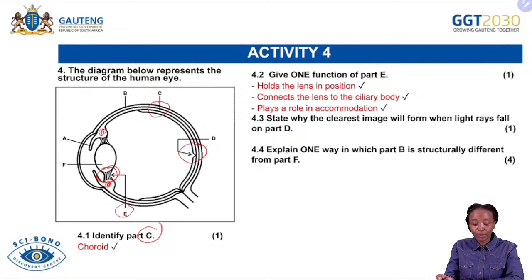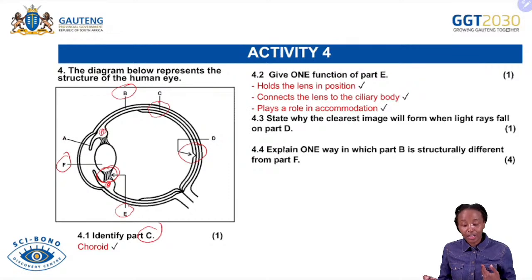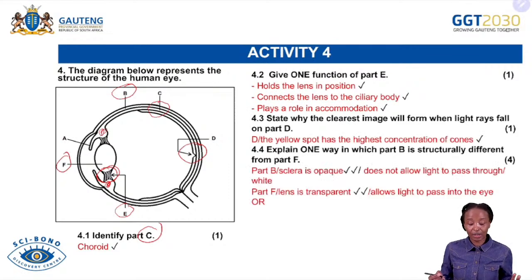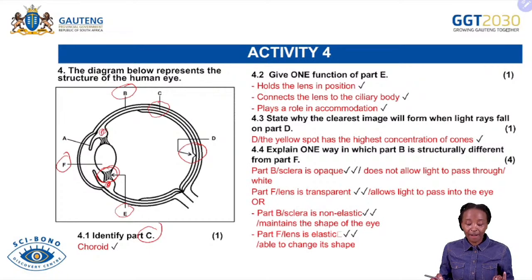And then the last question: explain one way in which part B is structurally different from part F. We're looking at part B. Where is B? B is the outside layer, it's the sclera, and F is the lens. So the difference between the two is that the sclera is inelastic, the lens is elastic. The lens is transparent, the sclera is not. So let's see if what I'm saying is correct. Yes. Sclera is opaque. It does not allow light to pass through, and F is transparent. It allows the light to pass through.